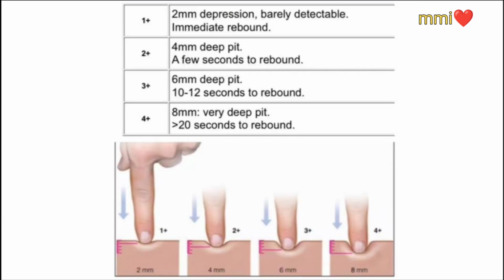Okay, so grading of edema is +1, +2, +3, and +4. +1 is only 2 mm depression, barely detectable, immediate rebound. Okay, once you remove your finger, there is an immediate rebound. Next is 4 mm deep pit, a few seconds to rebound. 6 mm deep pit, 10 to 12 seconds to rebound. 8 mm very deep pit, greater than 20 seconds to rebound. Okay, so they have divided it based upon the depth of the pit, and time to recover that pit. Okay.